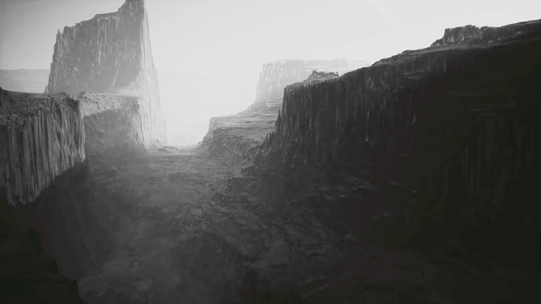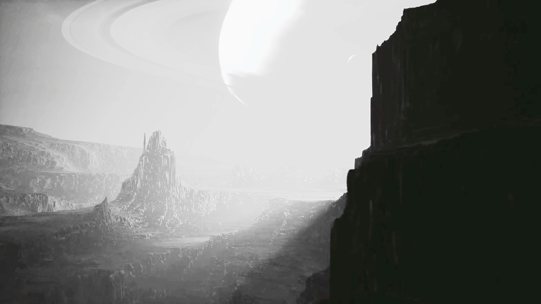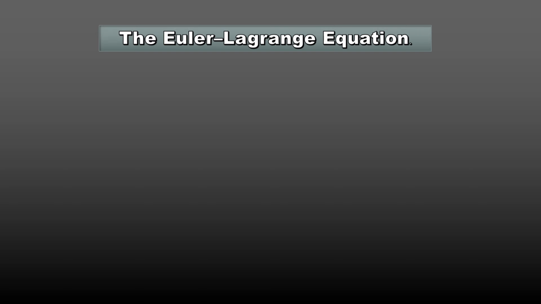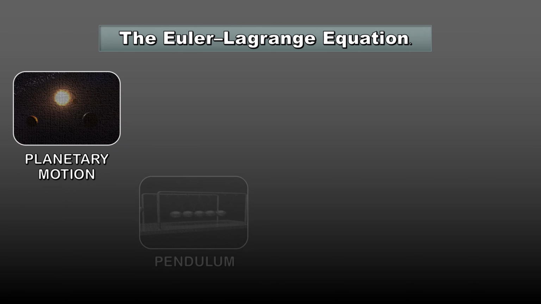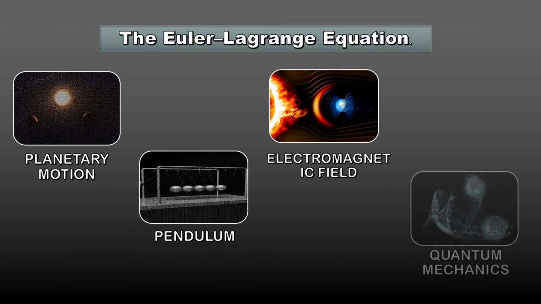Instead of forces, nature seems to choose paths that minimize something called action. This idea led to one of the most powerful equations ever discovered, the Euler-Lagrange equation. This equation governs planetary motion, pendulums, electromagnetic fields, quantum mechanics, even modern particle physics. It is used everywhere in modern theoretical physics, from spacecraft trajectories to quantum field theory. And today we are going to derive it from the very beginning.